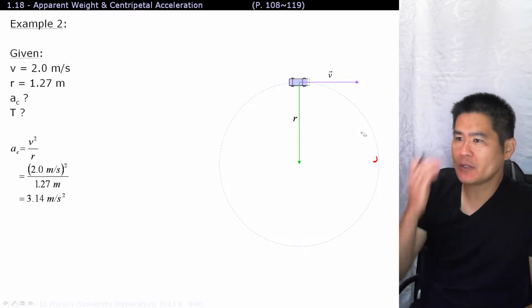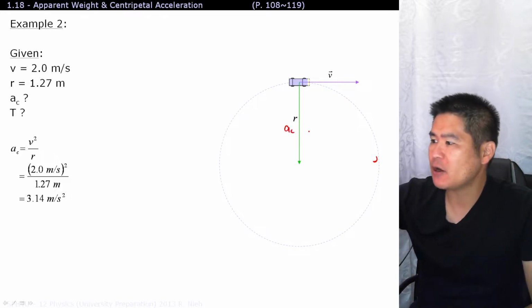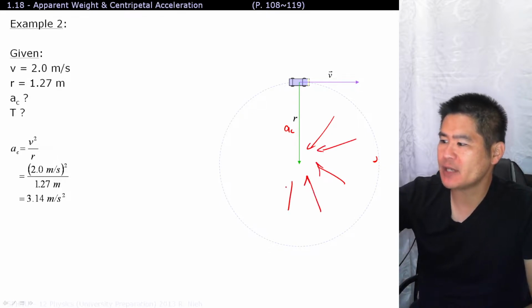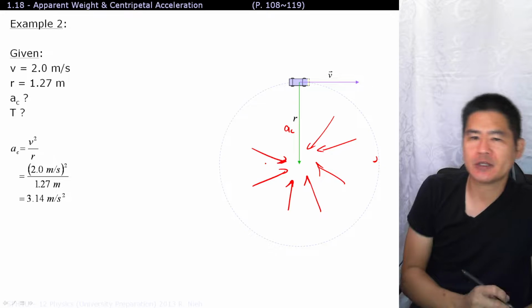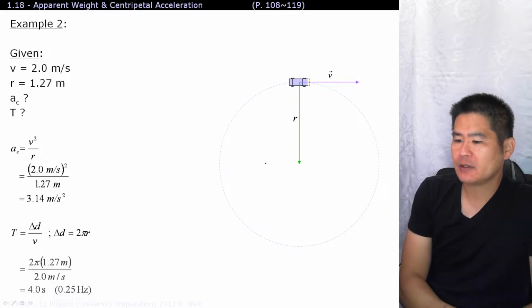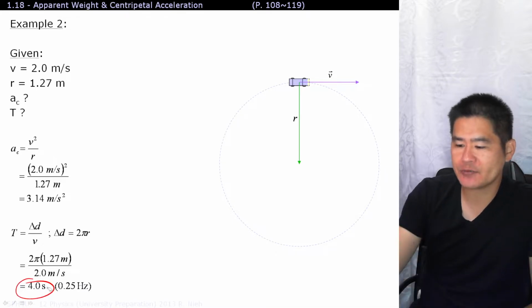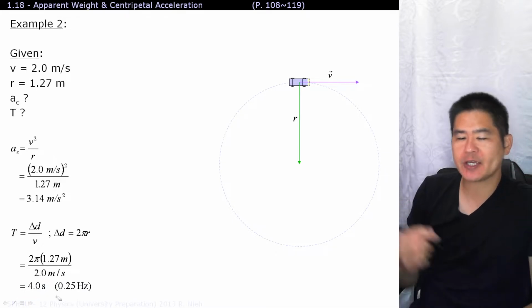Okay, and I hope that you watched the previous video on average velocity, because that was a video which talked about why it is that your AC always points to the center. So please watch that video if you skipped ahead to this one, and I'll explain why you're always accelerating to the center. And this was just a proof of the calculation. It took 4 seconds for it to travel all the way around, just like in our previous case.